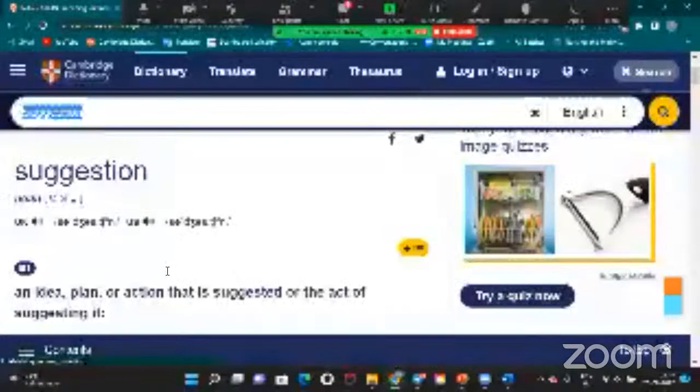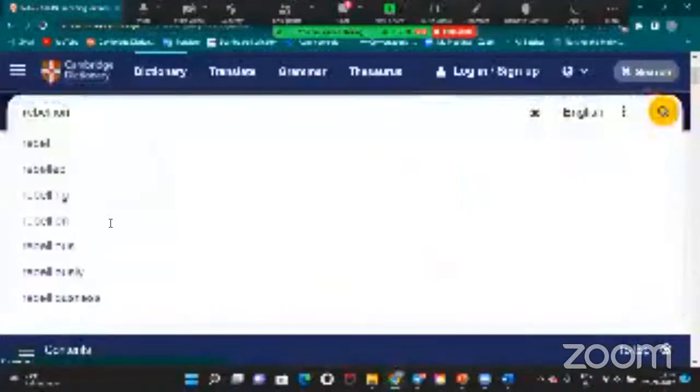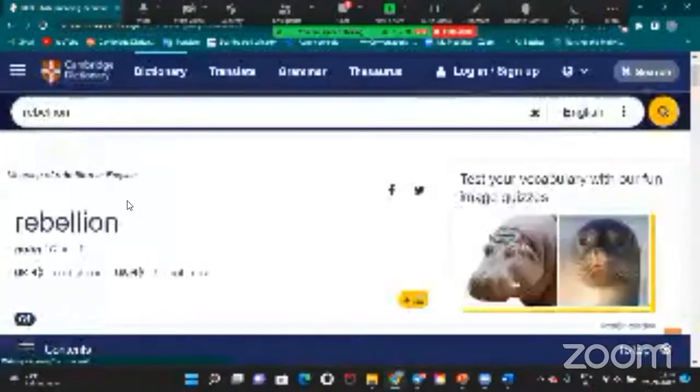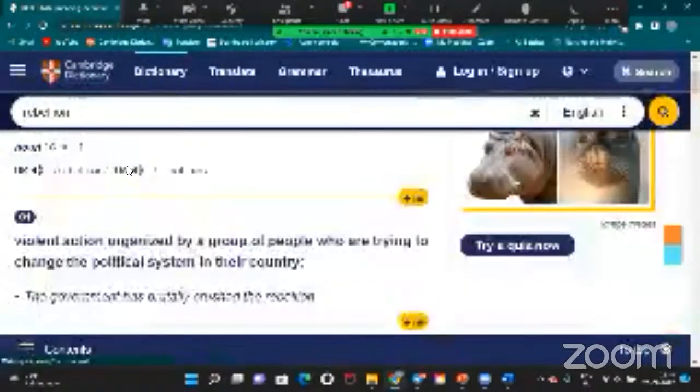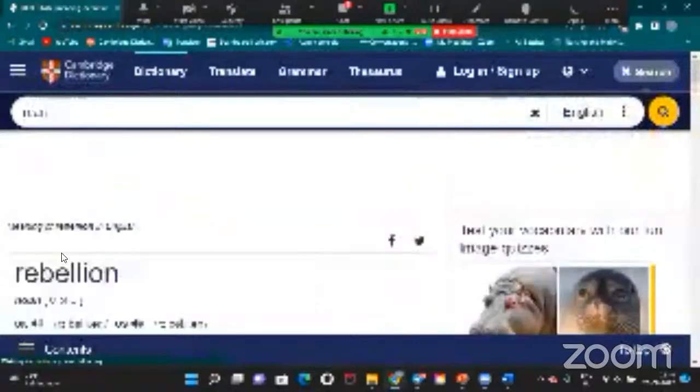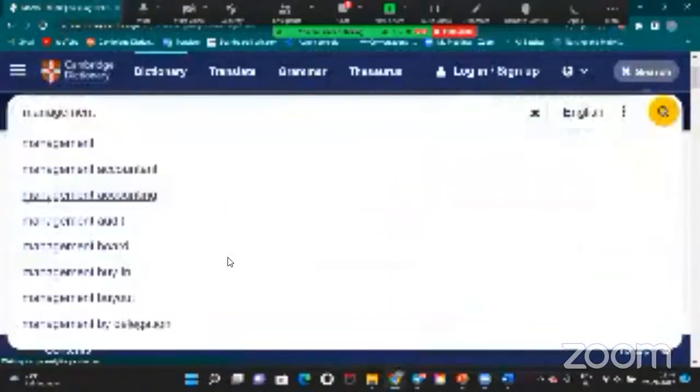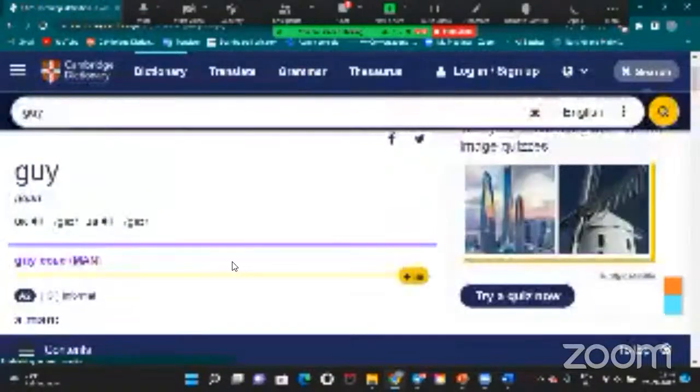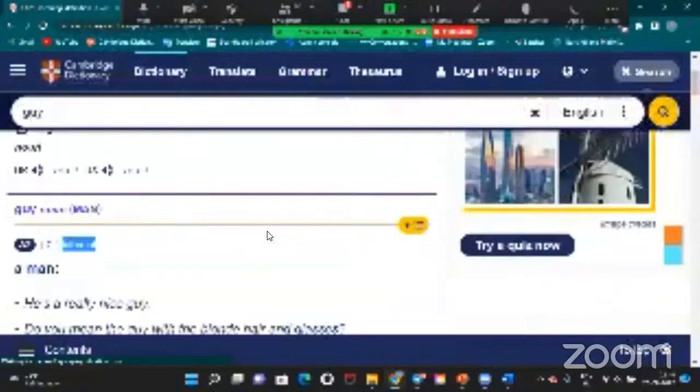So now you can see rebellion. So this also is right. Management. So wherever nothing is there, formal, informal, then you can use like that. For example, there is a word called guy. Guy is informal. You cannot write it in an OET letter because it is informal.